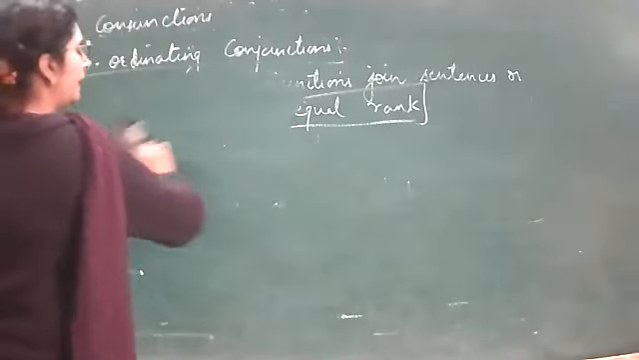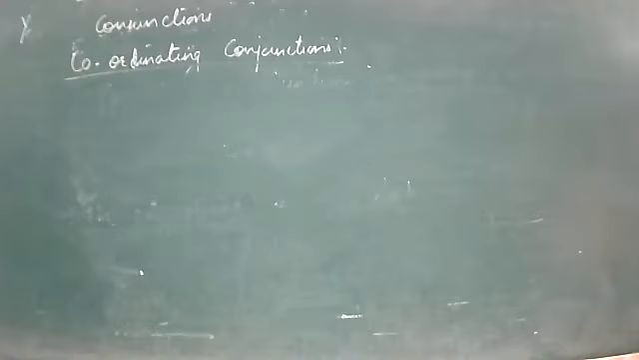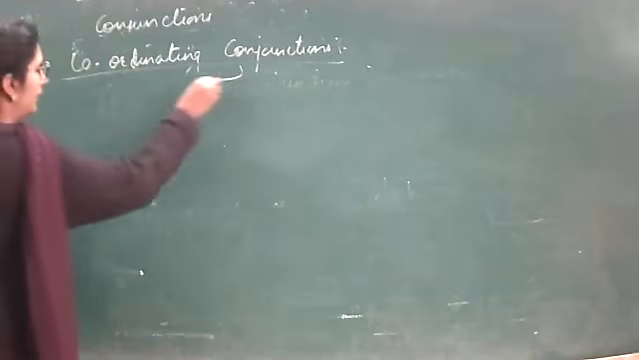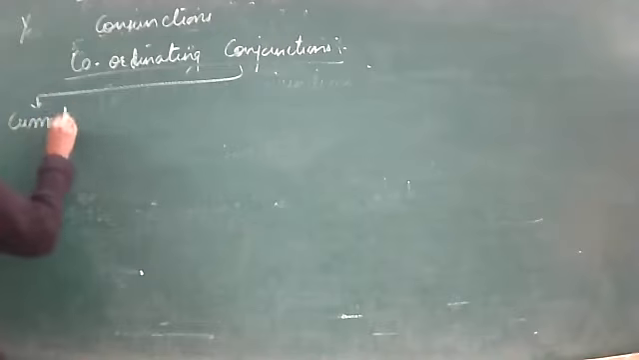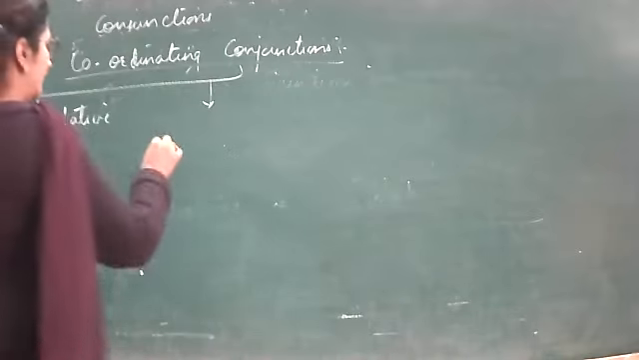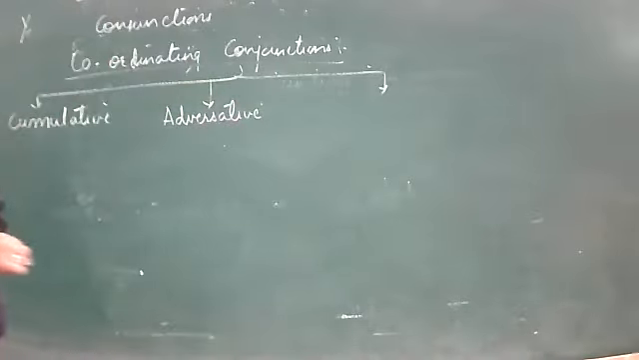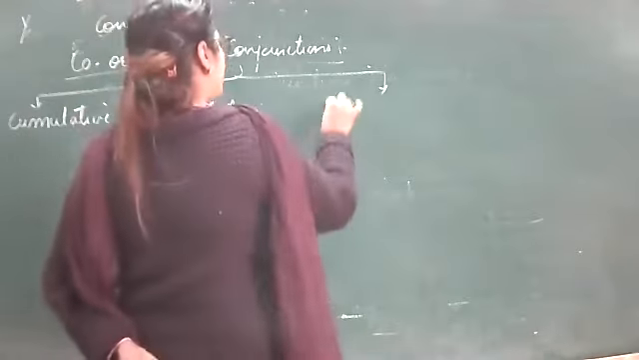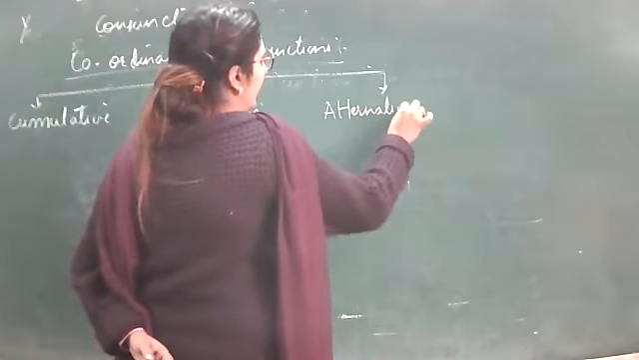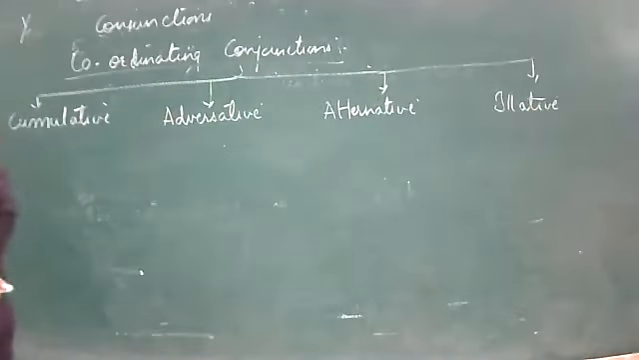Okay. Now, how many types of coordinating conjunctions are there? This is the main thing here. There are mainly four types of coordinating conjunctions. Now see, first is cumulative. Everything has a different function. Next we have adversative. Afterwards, we have alternative. Now this itself gives you an indication of what these conjunctions are. And the last one is illative conjunctions, right? So these are four. Now two examples I have already given.